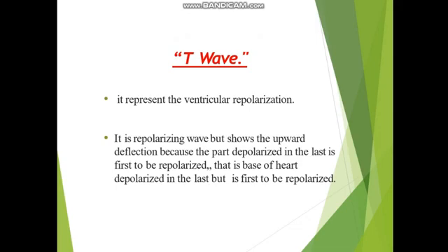The mechanism of this electrical flow of the current is that the last part of the ventricle to be depolarized is the first to be repolarized. What's the reason? The last part of the ventricle to be depolarized is the first to be repolarized. That is why the T wave becomes upright. And as long as it is upright, it is a good omen. As soon as it inverts, it causes multiple pathologies. Rather, you have ischemia. It is a repolarizing wave but shows the upward deflection because the part depolarized last is the first to be repolarized. That is the base of the heart, depolarized last but first to be repolarized.